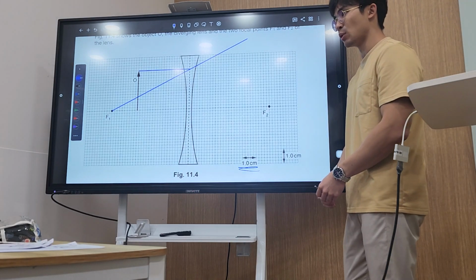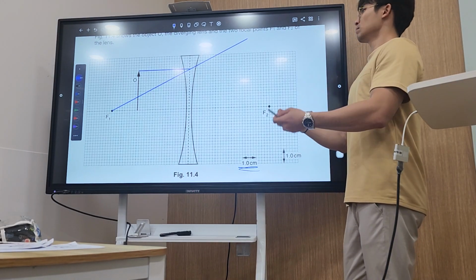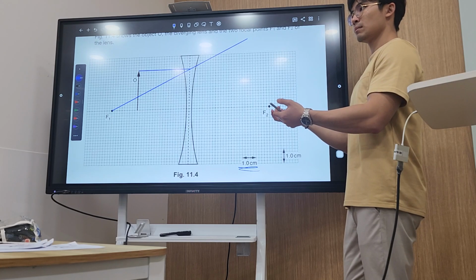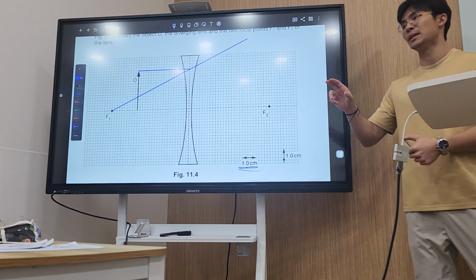How would a diverging lens look in real life? Zoom in. Zoom out. Zoom in, not zoom out.